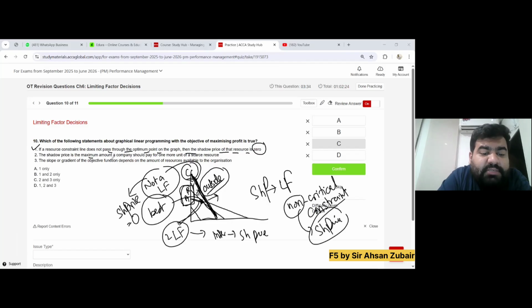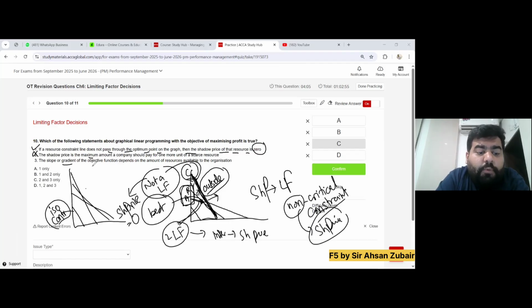The next statement: the shadow price is the maximum amount a company should pay for 1 unit. No, shadow price is the increase in contribution due to an increase in the limiting factor by 1 unit. So this statement is wrong. Next: the slope or gradient of the objective function. If we are making this line, for example, with all the constraints plotted here, the objective function line is this iso-contribution line, because contribution is the objective function. So he's asking about the iso-contribution line. The slope or gradient of the objective function depends on the amount of resources available to the organization.